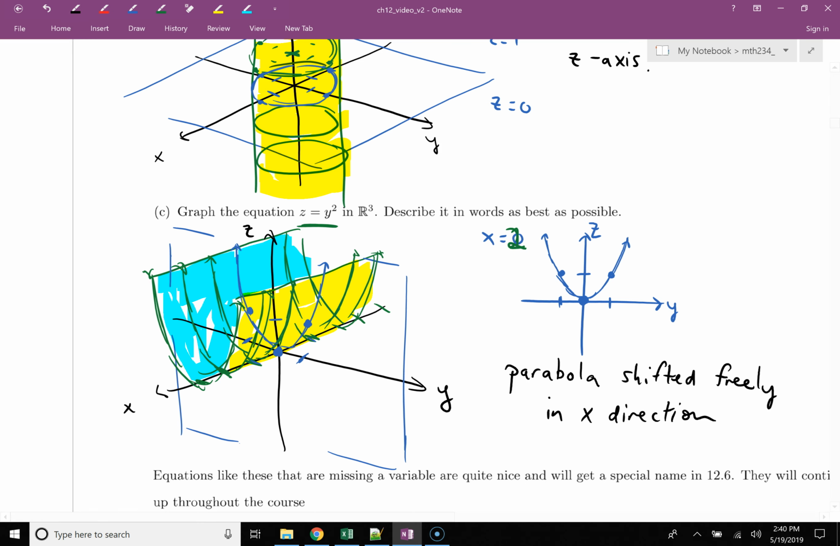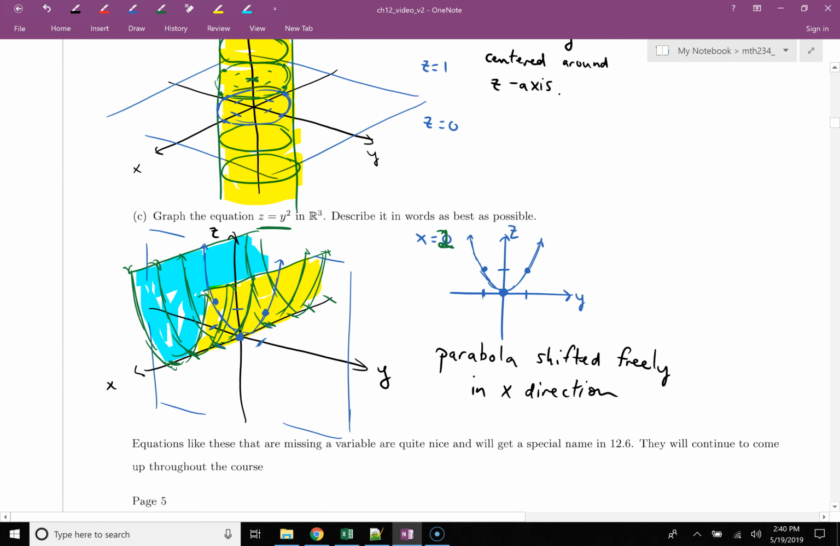So yes, equations like this that are missing a variable are quite nice. And they'll get a special name in section 6 here in chapter 12. And they'll continue to come up all throughout the course. But we will give these things a special name and whatnot, and claim as we are not done with these types of surfaces.